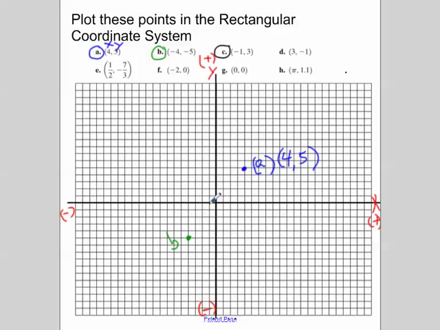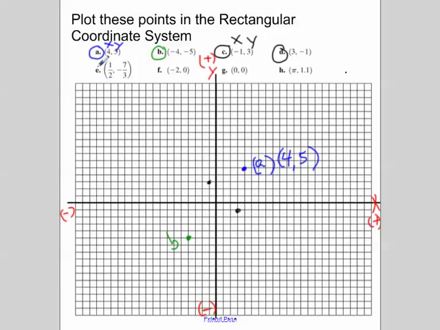Negative 1 in the x direction, and if you need to, you can write down x and write down y so you don't confuse them. X is going to go negative 1, then positive 3, 1, 2, 3 in the y direction. Right there should be point C. For D, we have 3, comma, negative 1. Start with the origin. 1, 2, 3 in the x direction, negative 1 in the y direction. Right there is our point D.